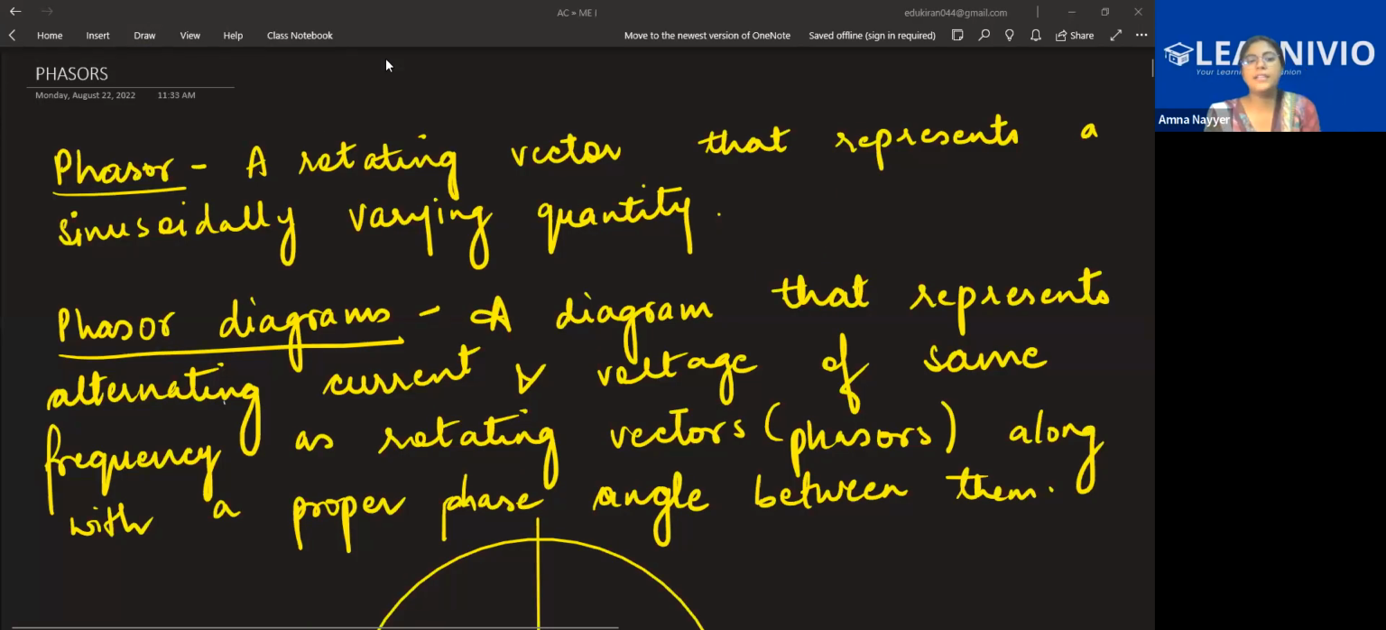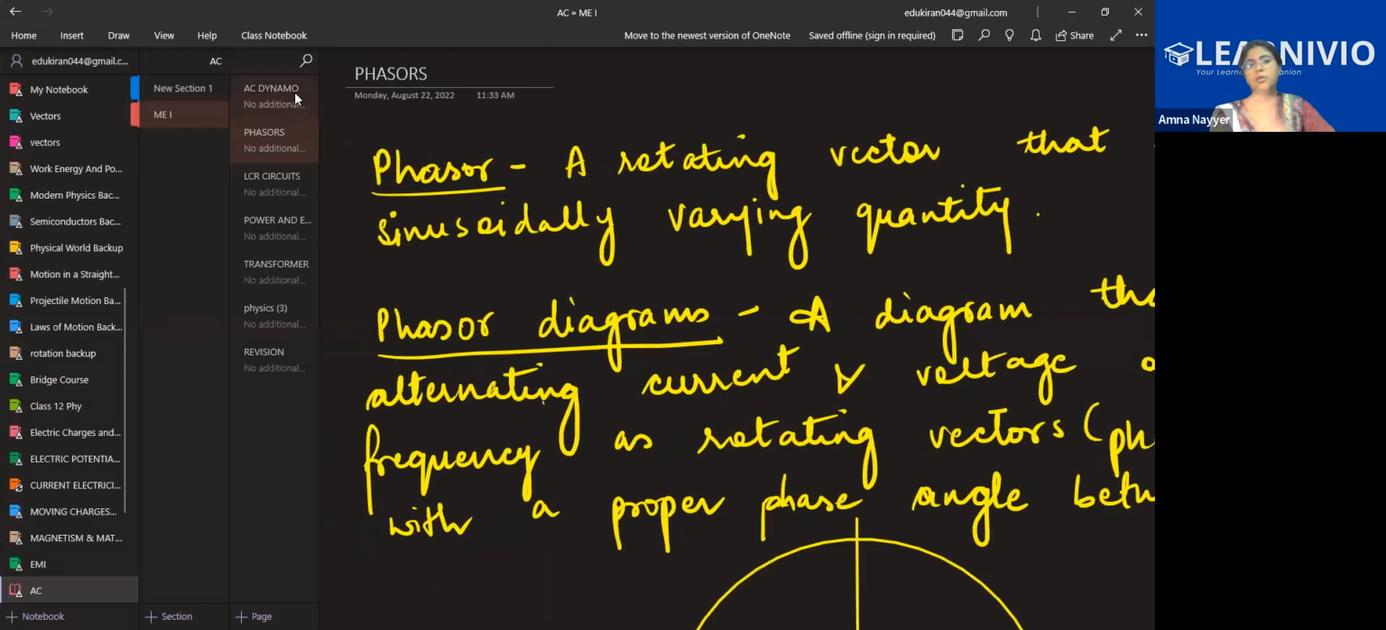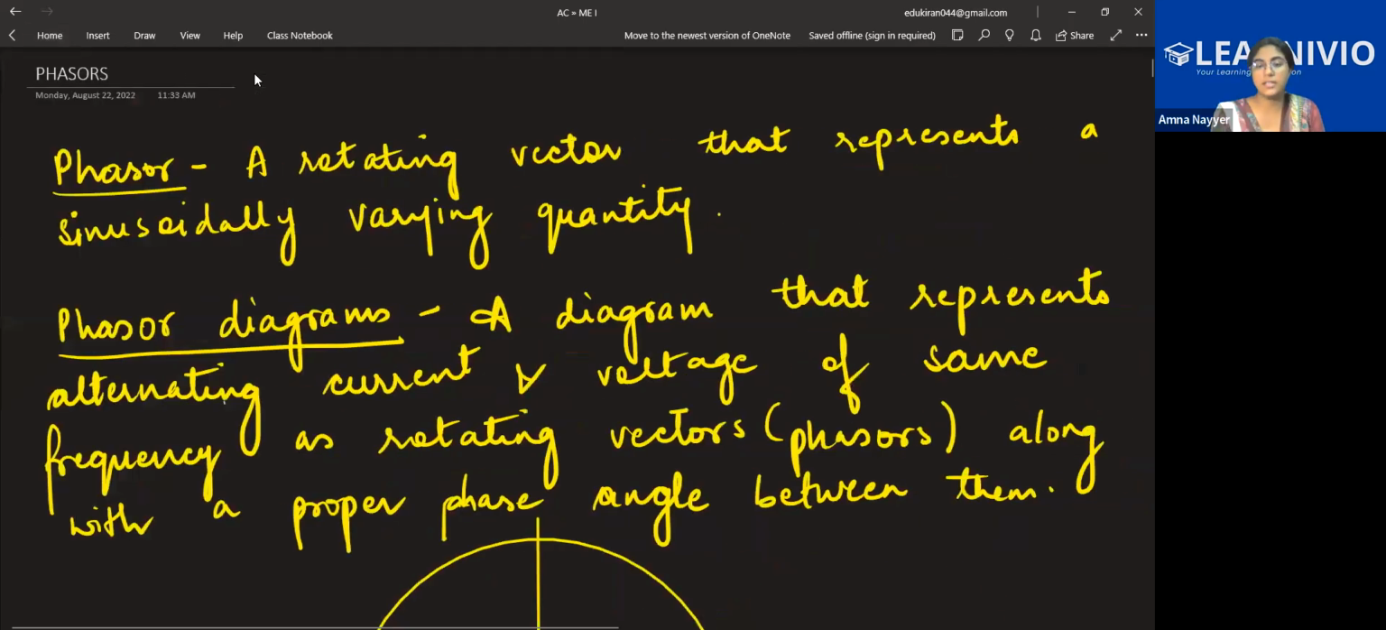Okay, and now the next topic is phasors. That completes the first part of alternating current, which was about the AC dynamo and all the equations related to current. Now we'll be talking about phasors and individual circuits, meaning circuits which have only resistors, circuits which have only inductors, circuits which have only capacitors.